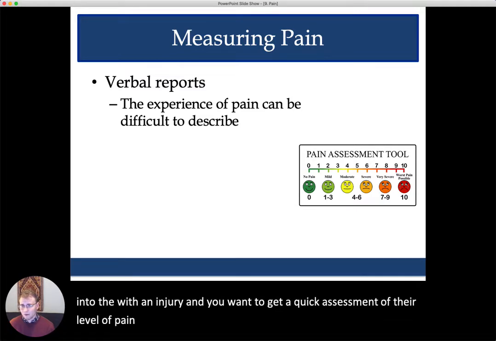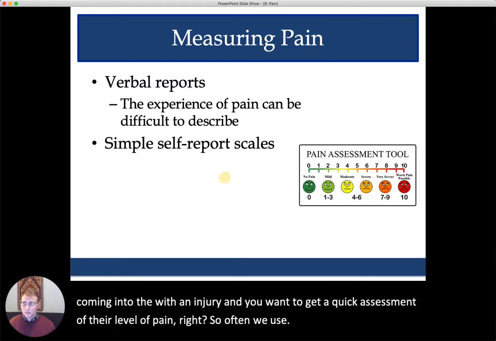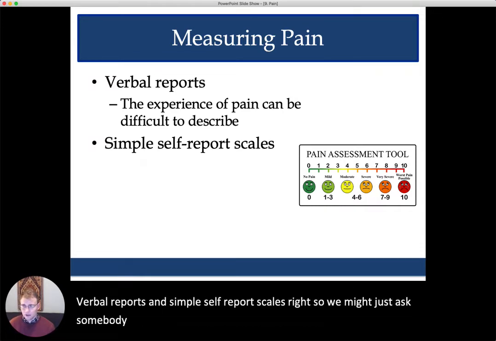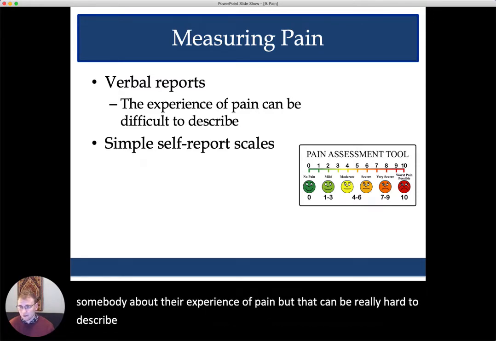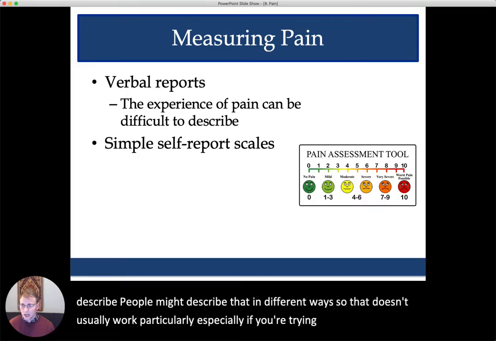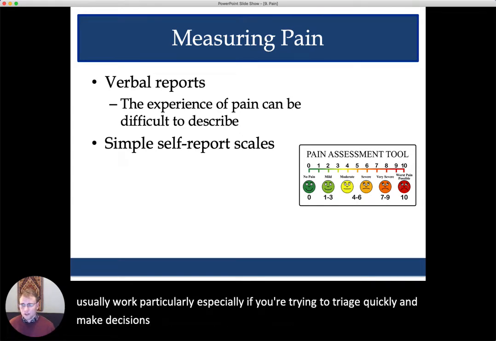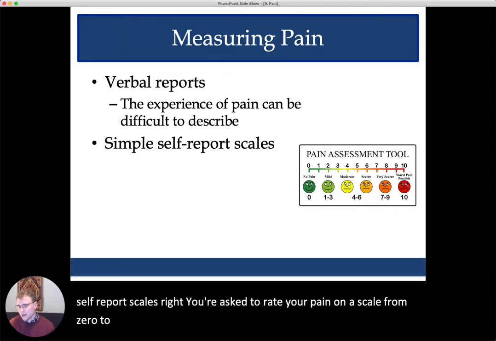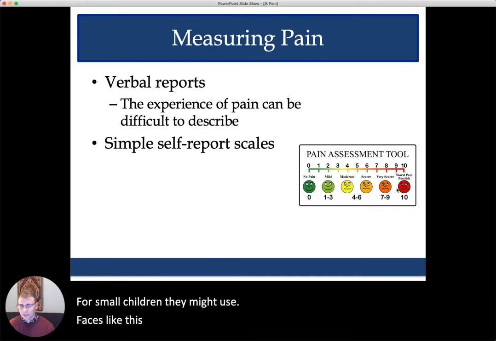So often we use verbal reports and simple self-report scales, right? So we might just ask somebody about their experience of pain, but that can be really hard to describe. People might describe that in different ways, so that doesn't usually work particularly well, especially if you're trying to triage quickly and make decisions about who to treat. So we often use these simple self-report scales, right? You're asked to rate your pain on a scale from 0 to 10 or 1 to 10, depending on how they phrase it. For small children, they might use faces like this, right? If you're in no pain to severe or very worst possible pain.